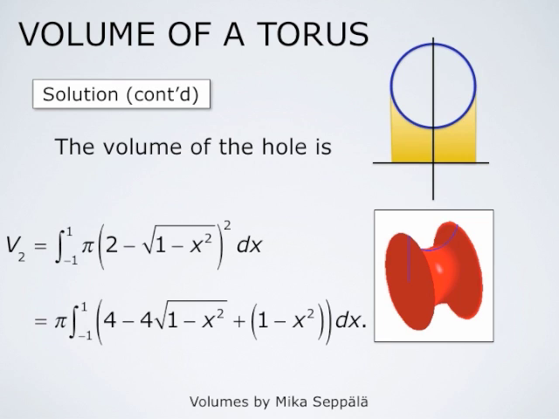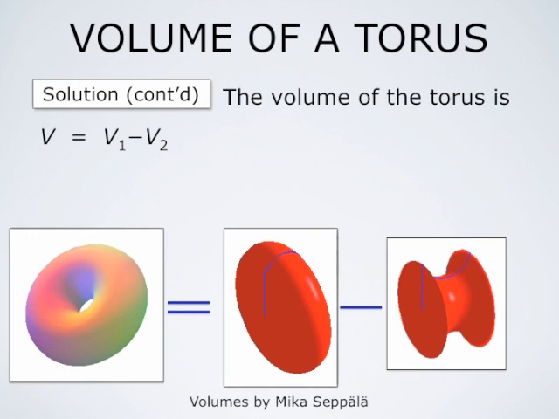Now again we take pi outside of integration and we expand the product. We get that the volume V2, the volume of the hole, is pi times the integral from -1 to 1 of 4 minus 4 times square root 1 minus x squared plus 1 minus x squared dx.